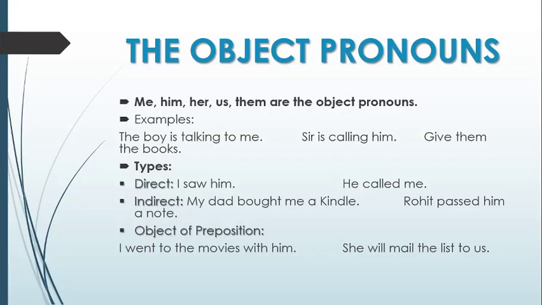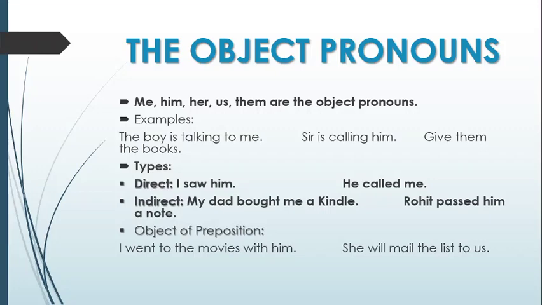Now let us talk about the types. Direct, I saw him or he called me. Indirect, my dad bought me a Kindle. Rohit passed him a note. You see, in the direct, him comes as the direct object to the verb saw. Same with me, direct object of called.